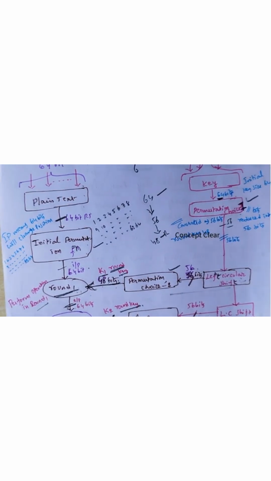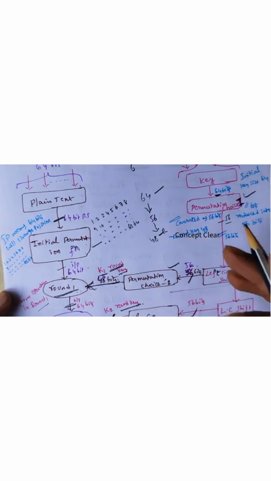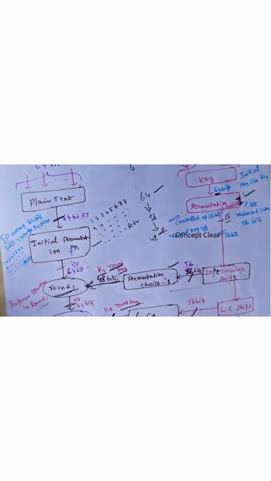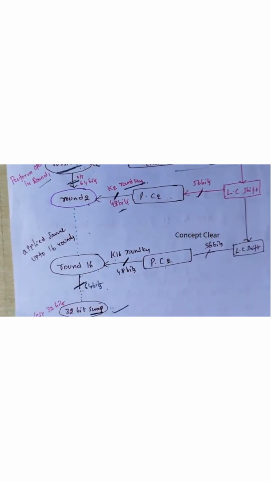Okay, this is the DES algorithm. On the left side we have to take the plain text, and on the right side we have to take the key size, and how it will be performed and what operations are performed is seen in this video.